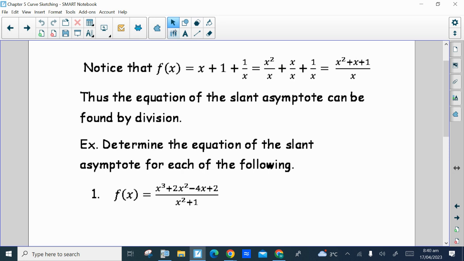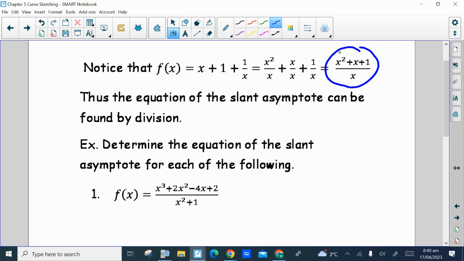You would go from this expression, and if you divide everything on top by x on the bottom, you would get that expression. And the linear part of the quotient, the answer, tells you the equation of the slant asymptote. Okay, so we can use division to determine the equation of the slant asymptote.